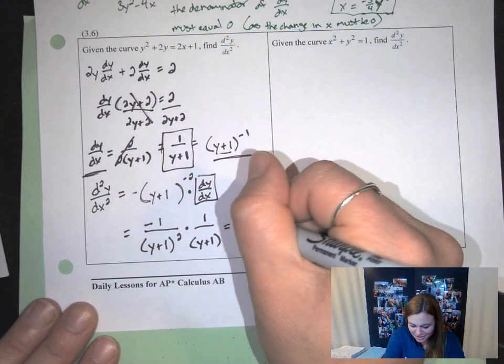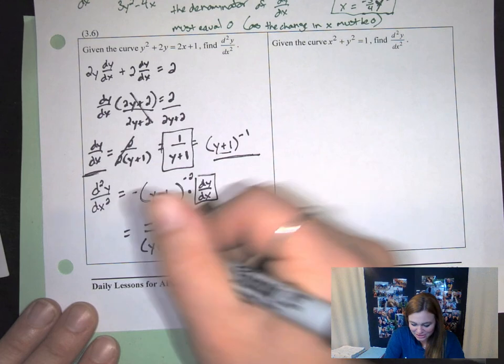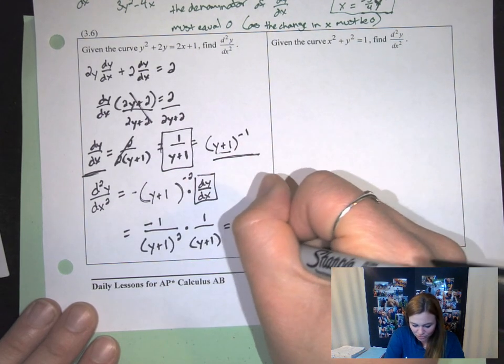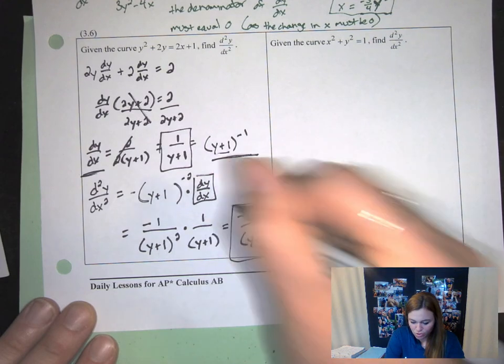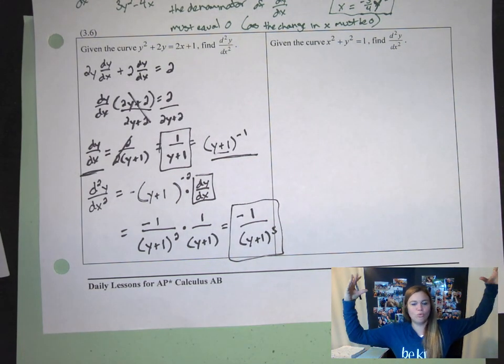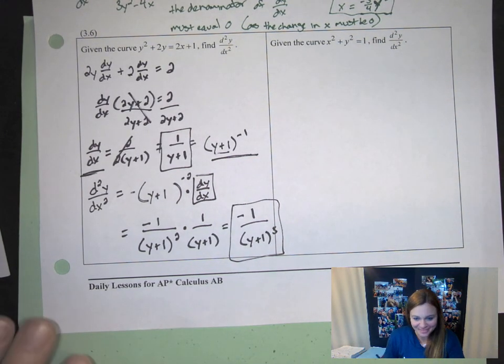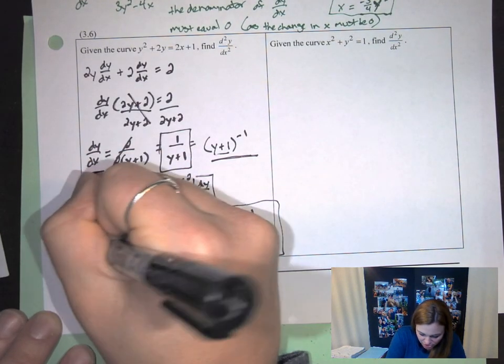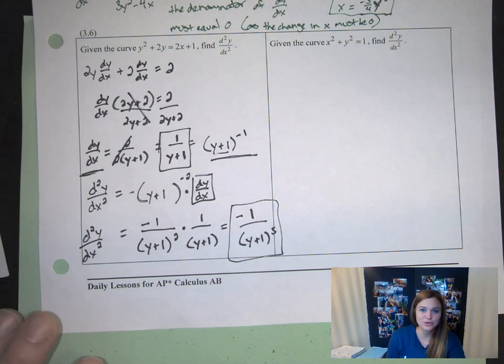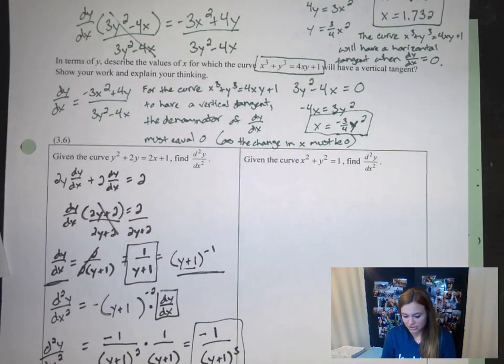This is awesome. If I multiply the numerators and the denominators, I get -1 over y plus 1 cubed. That's very exciting. And all of this, just so it's really clear, was the second derivative.